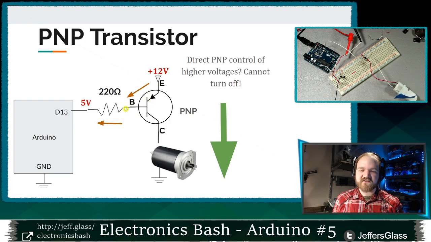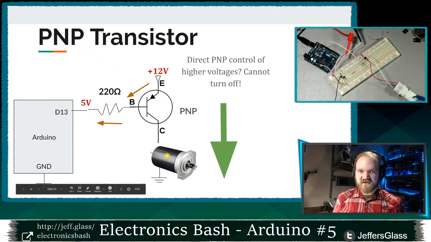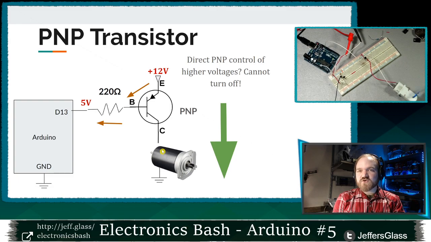If I want no current to flow across this diode here to turn this thing off, I need this base to be at 12 volts. But the Arduino doesn't get to 12 volts, it only gets to 5. So no matter how high I push this pin, we're always going to have current flowing here, and so this load is always going to be on. The motor's going to be moving, the LED tape's going to be on. So directly driving a higher than 5 volt load with a PNP transistor from the Arduino is not possible.